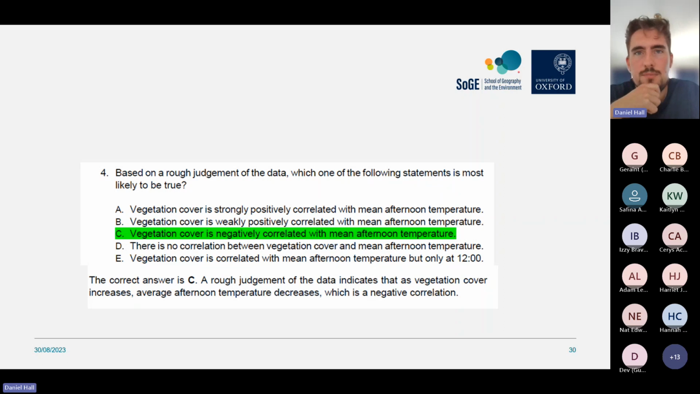And if you think negatively, you can rule out the two ones that say positively. But also strongly or weakly, you can't really make a judgment on that. And certainly you can't really say it with any kind of certainty unless you actually worked that out from the data. And the question is clearly not asking you to do that. So yeah, answer is C.